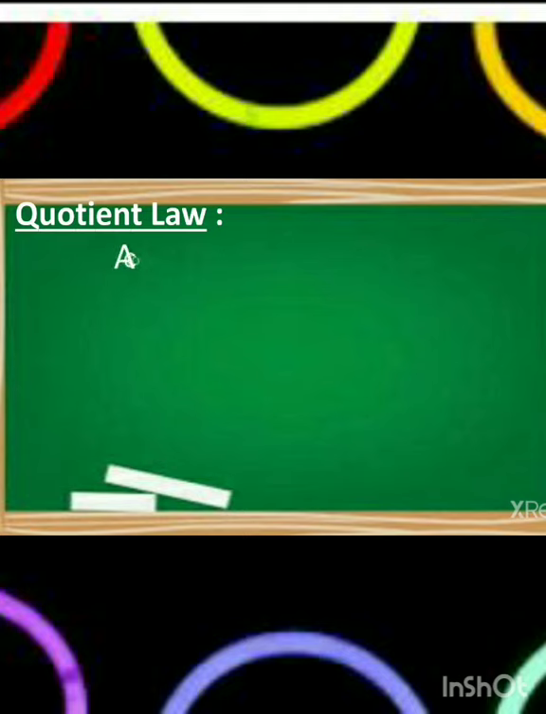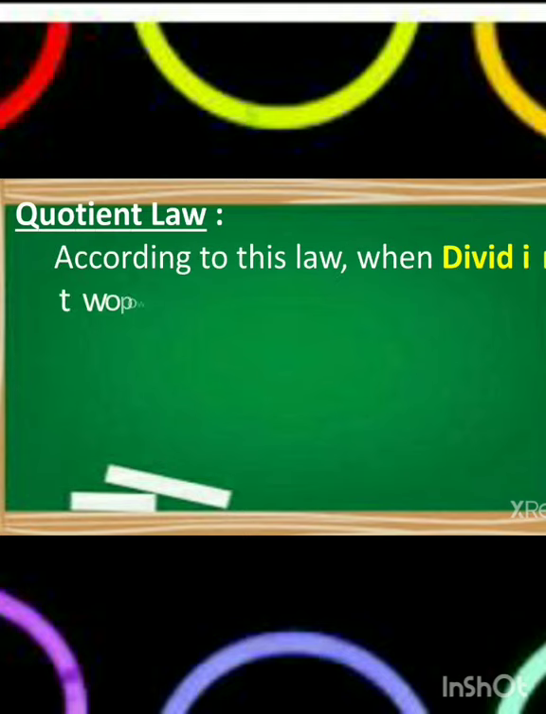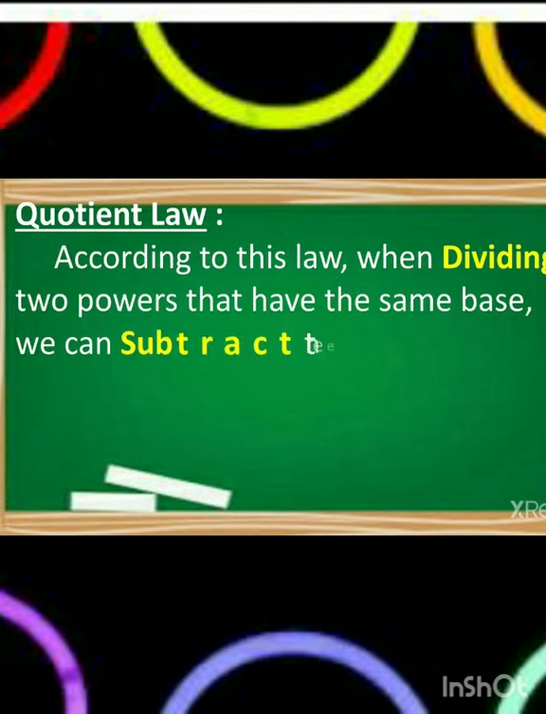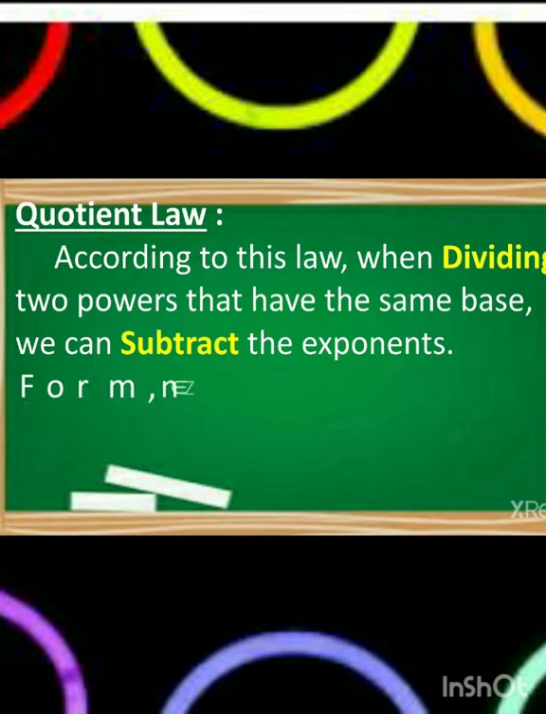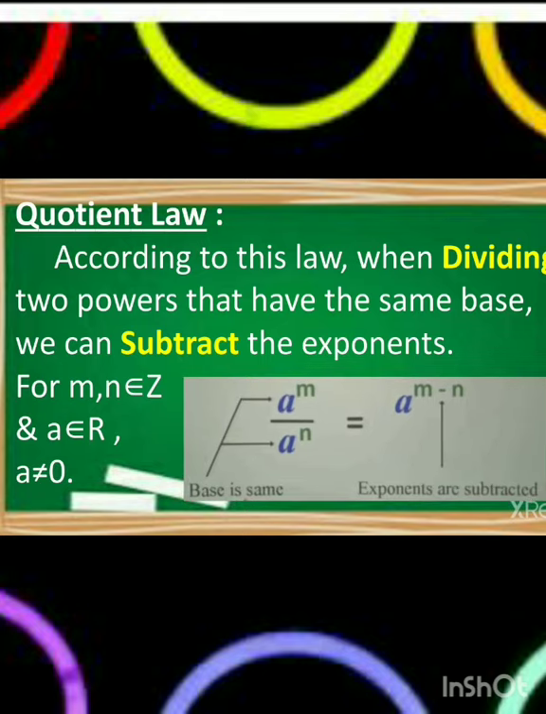Quotient law. According to this law, when dividing two powers that have the same base, we can subtract the exponents. For m, n belongs to Z and a belongs to R and a is not equal to 0, a power m by a power n equal to a power m minus n. Here the bases are same but powers are different. If it is divided, the power should be subtracted.